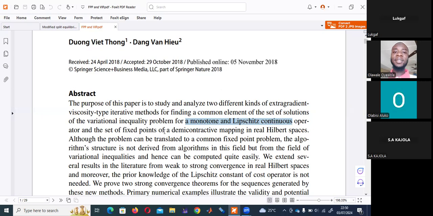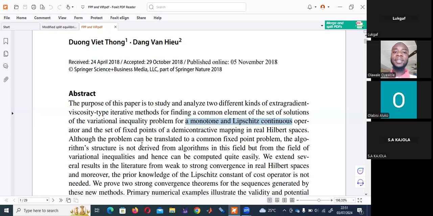Another thing is the set of fixed points. This demi-contractive mapping is contained in another bigger class of mappings, which is the demi-metric. So instead of solving the fixed point problem for demi-contractive mappings, we can change it to demi-metric. So that's another thing. They said, although the problem can be translated to a common fixed point problem. You see what I said the other time: we are looking for a common solution in the intersection of two convex sets.